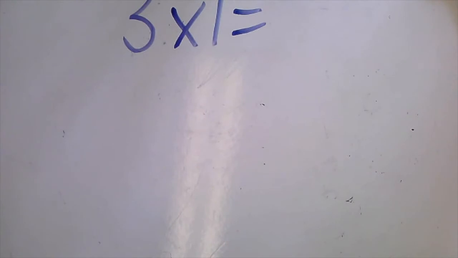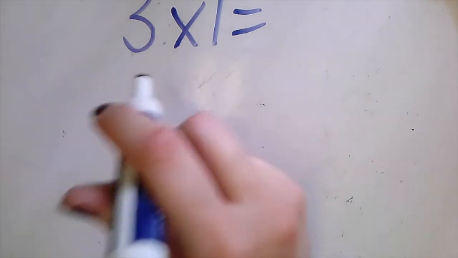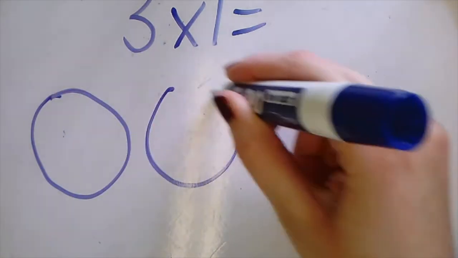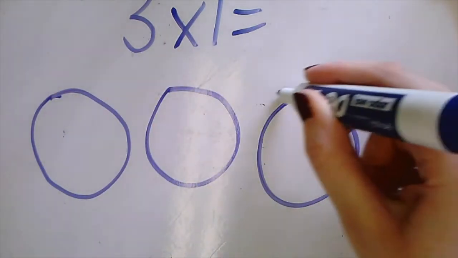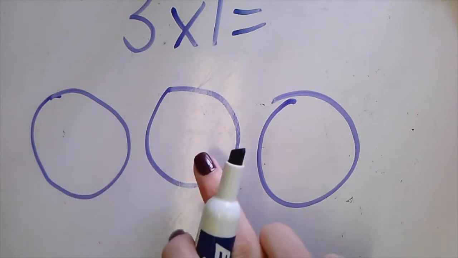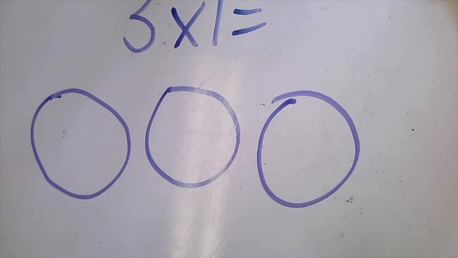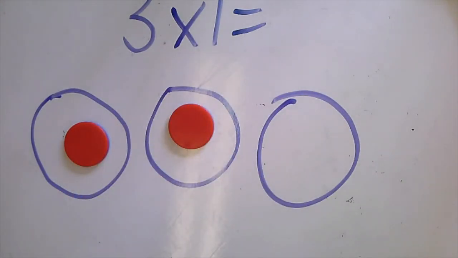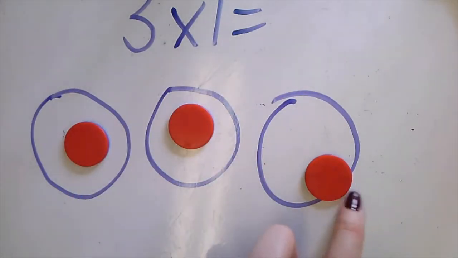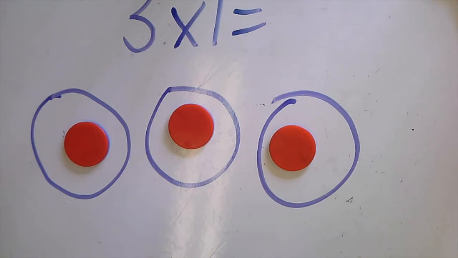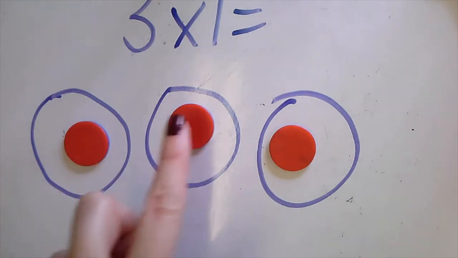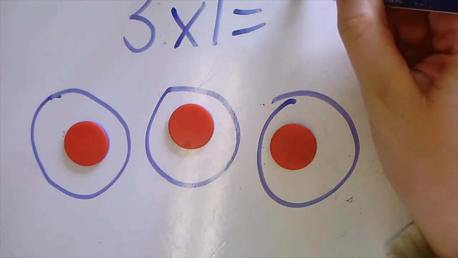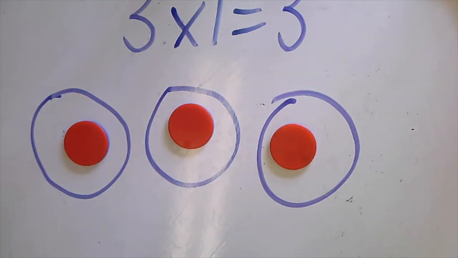Let's try 3 times 1. The first number tells me there is going to be 3 groups. In each group, there's going to be 1. So 1, 1, 1. I have to count by ones for this one. So 1, 2, 3. 3 times 1 equals 3.